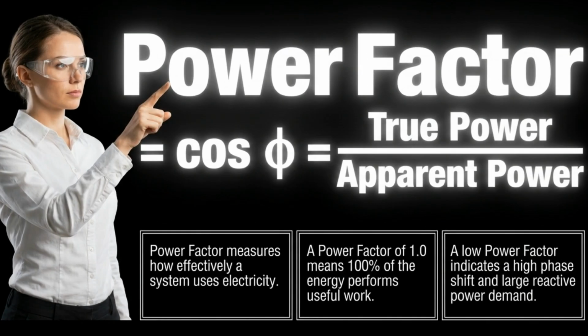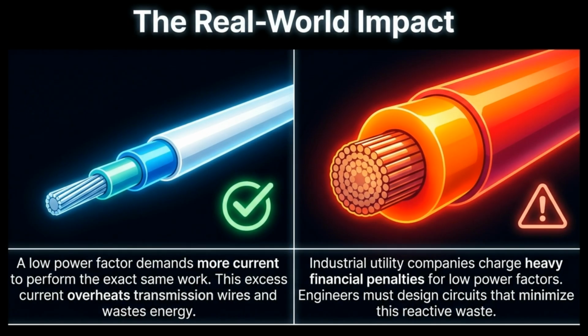Power factor is defined as the ratio of true power to apparent power. A factor of 1 represents perfect efficiency, while lower factors indicate high phase shifts and wasted energy. The real-world impact is significant. Low power factors require more current, which overheats wires and can lead to financial penalties from utility companies.